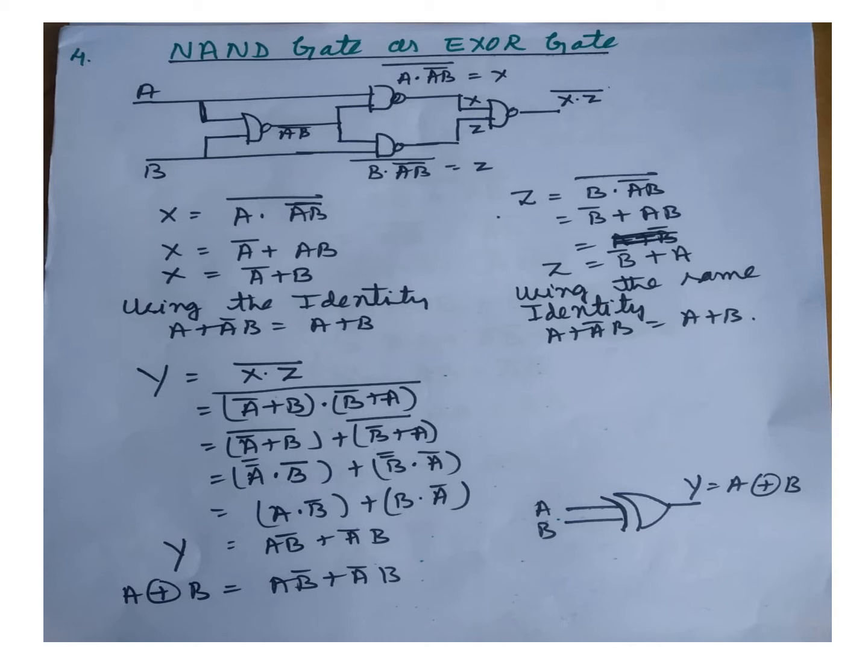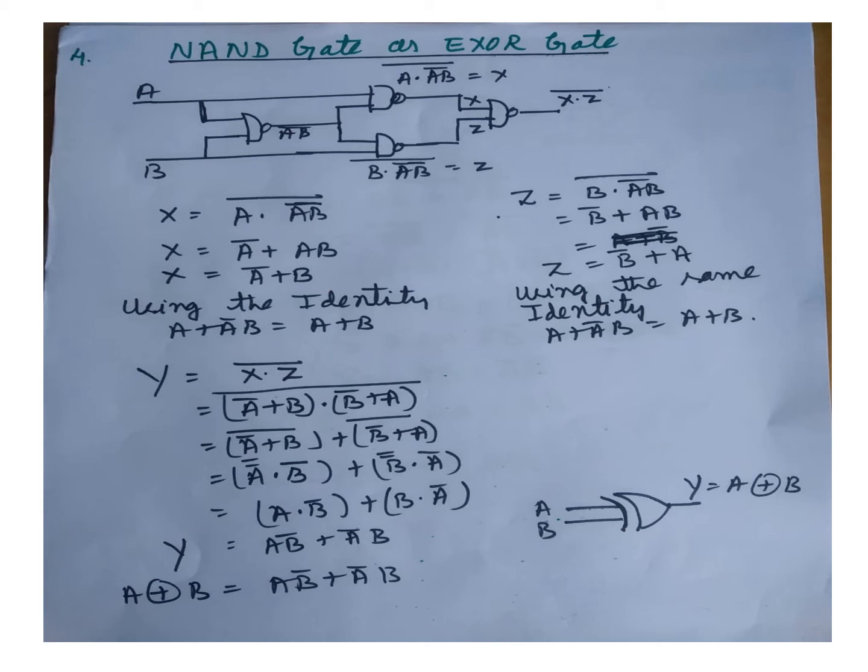You can say that is equal to X. Similarly, the output of the bottom NAND gate is (B dot AB complement) whole complement. Let us say it is equal to Z. So now these X and Z are the inputs to the fourth NAND gate, and the output is obviously (X dot Z) whole complement. Now let us evaluate X and Z. X is equal to (A dot AB complement) whole complement. Applying De Morgan's theorem, that is complement of the product is equal to sum of their complements.